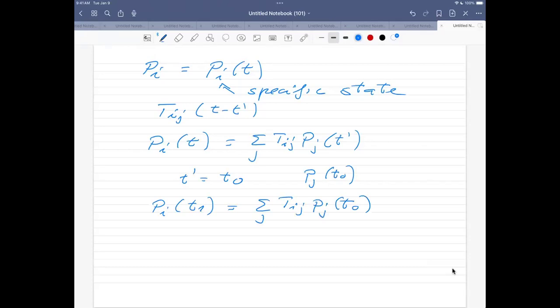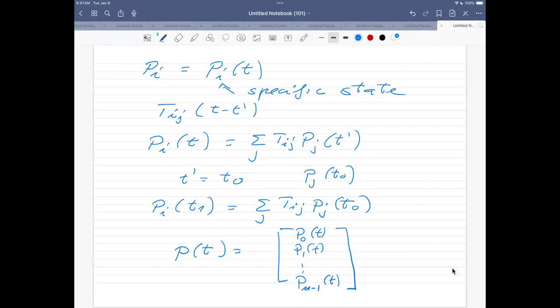Then we can write this in a more compact notation. So instead of writing a specific state i, we can write a vector which represents all these states. So we can now think of a vector at the time t, which is simply given by all these probabilities. So we would have a P_0 at t, a P_1 at t, and this goes all the way down to the final state the system can be in. So in general, this n is an infinitely large number.